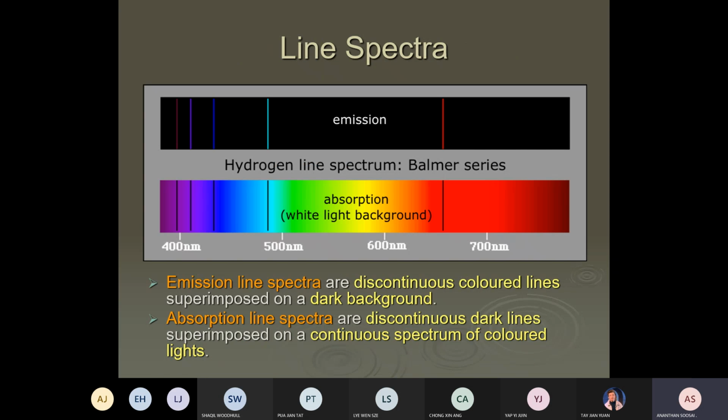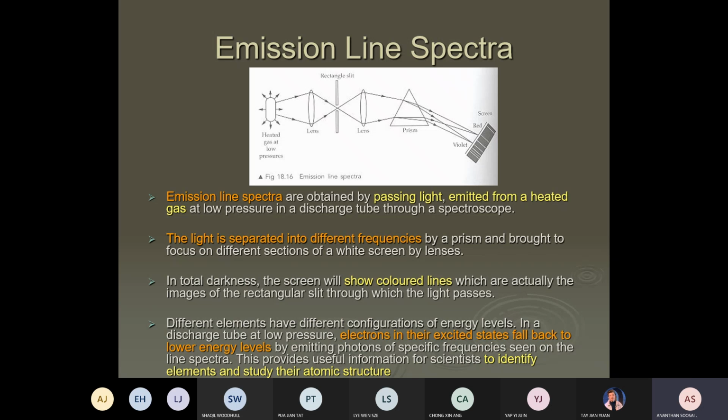Setup got what? Emission spectra and absorption, right? Emission means you have to know the electron emission. When the electron goes up and then the electron goes down, when it goes down, it gives out, emits a photon. So this is the emission photon. So electron must go down.